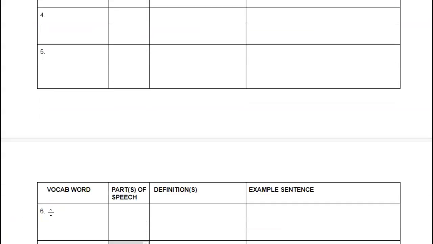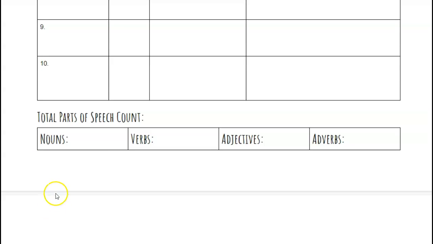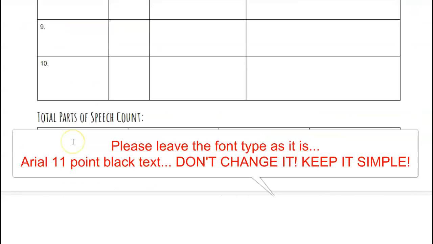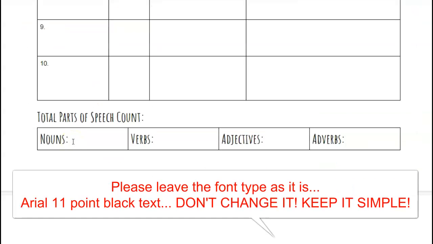You'll also notice at the bottom of the charts, you're going to have a total parts of speech count. When you're done with number 10, you go back through and count your parts of speech, and you plug the numbers in here, and that information will also be at the end of each video.